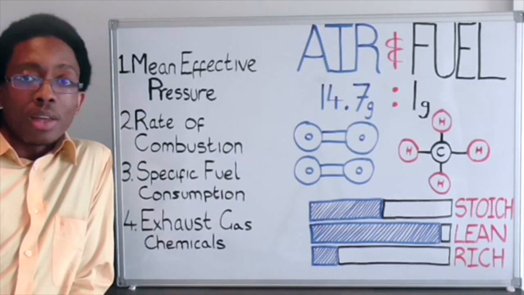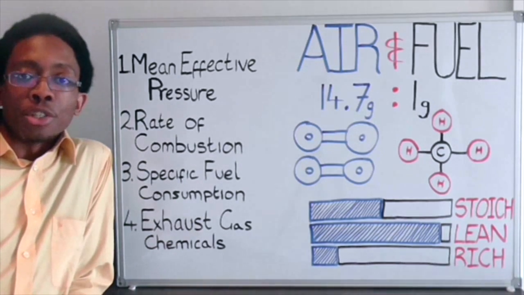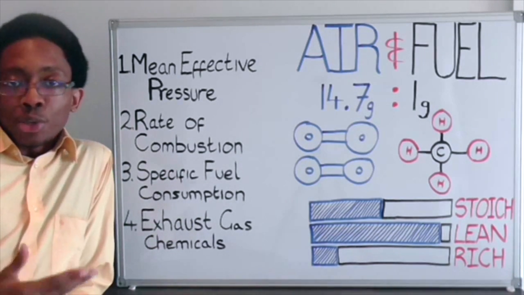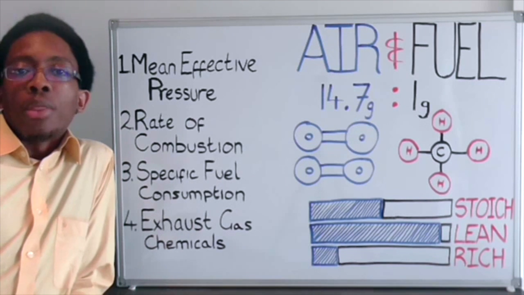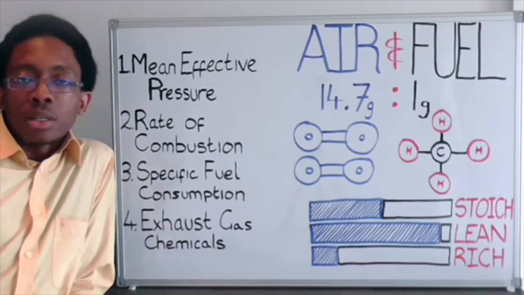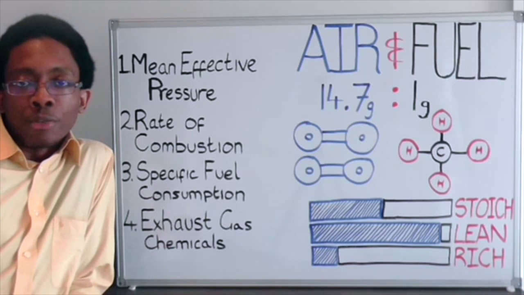Number 4, the exhaust gas chemical composition. The exhaust gas chemical composition is the compounds that are remaining in the exhaust gases after we've gone through the process of combustion.